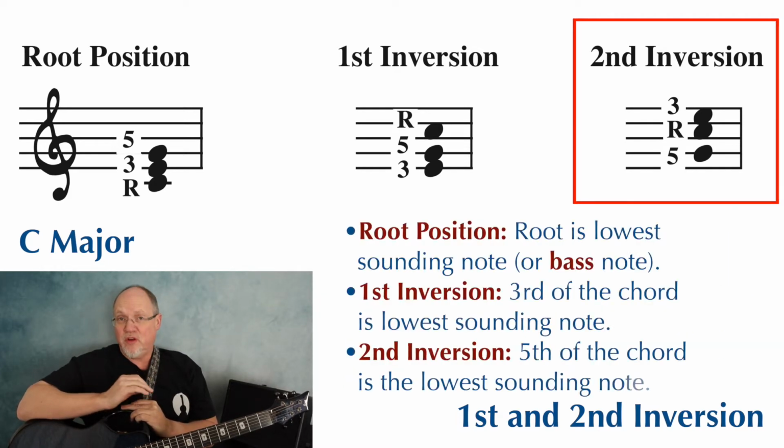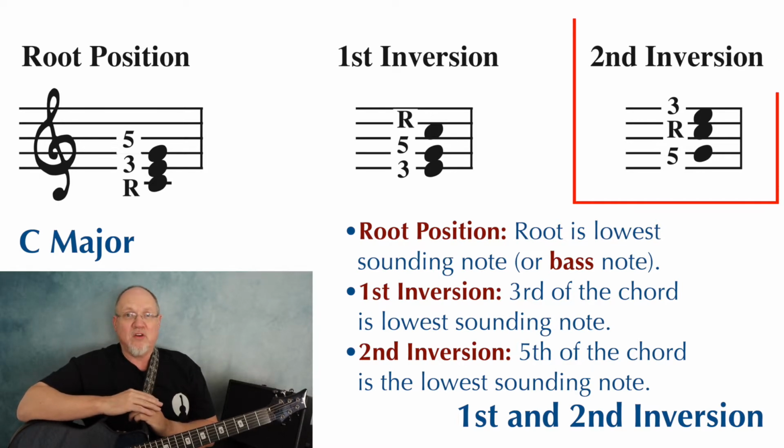So when the root is the lowest note of the chord, it's in root position. When the third is the lowest note of the chord, it's in first inversion. And when the fifth is the lowest note of the chord, it's in second inversion. And this holds true for both closed and open-voiced chords.